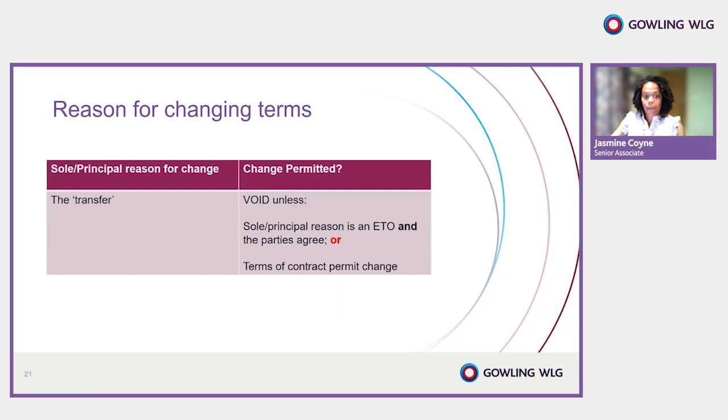makes it harder for an incoming employer to change terms and conditions of employment where the sole or principal reason for the change is the transfer. Any change will be void unless the sole or principal reason for the change is an economic, technical, or organisational reason, otherwise known as an ETO reason. And the employee must also agree to the change, or otherwise the terms of the contract must permit a change. But the good news is that the new employer has got the same rights as the previous employer to make changes to non-contractual benefits and provisions.